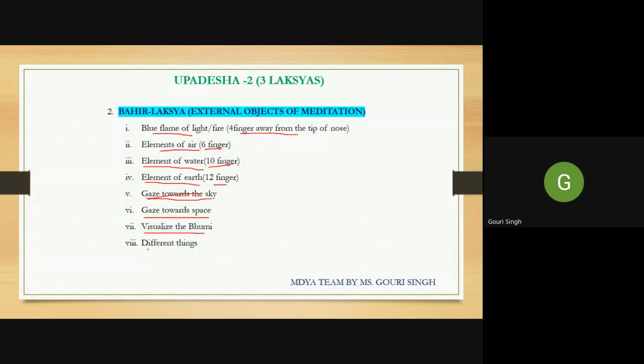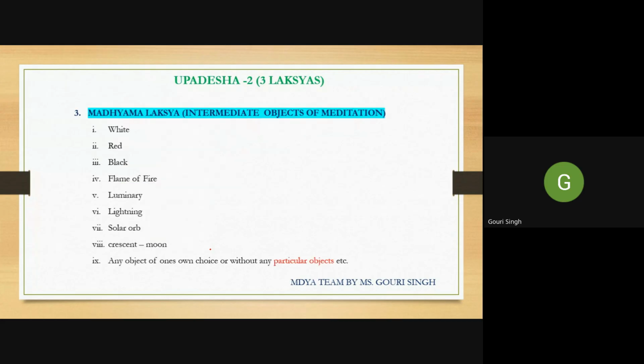Lastly, he is just explaining that you can do meditation on any object present in your surroundings and beyond these surroundings also. Wherever you want, you can do the meditation on any external object. That is called Bahilakshya. The next one is the third, the Madhyam Lakshya, the intermediate objects of meditation.